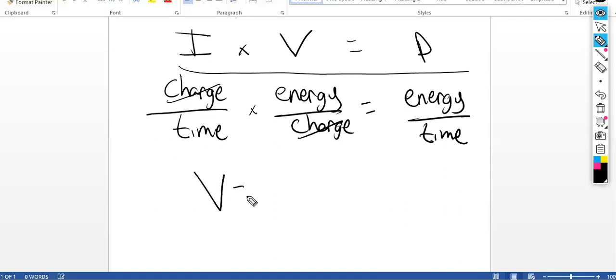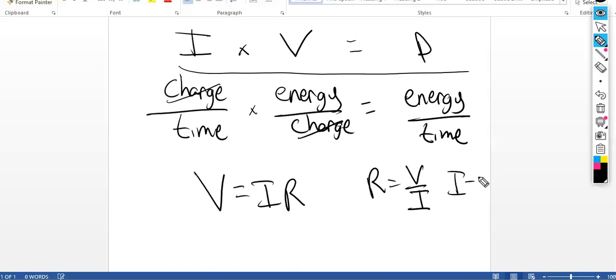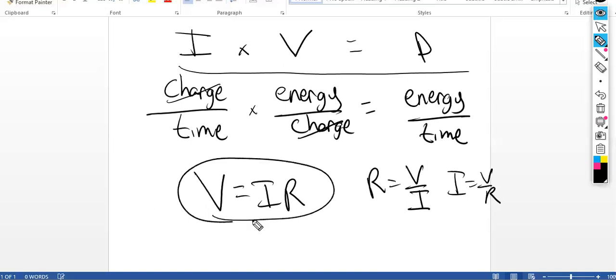Another one is V equals IR. And again, this is one way to think about Ohm's law. The way that we saw it was R equals V over I, and then we rewrote it as I equals V over R. But if you remember this one, then you can always derive either of those by just dividing by what you need to.